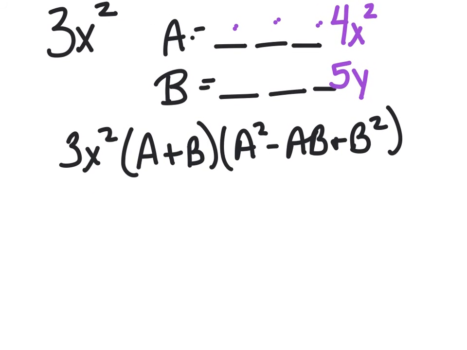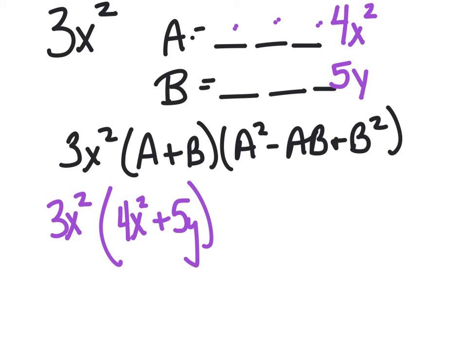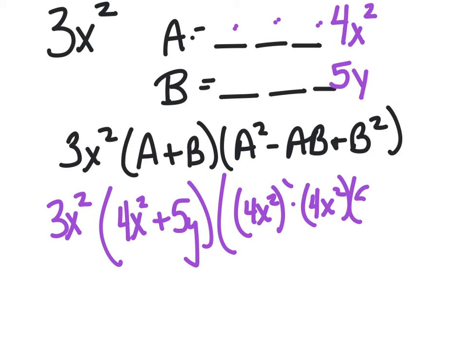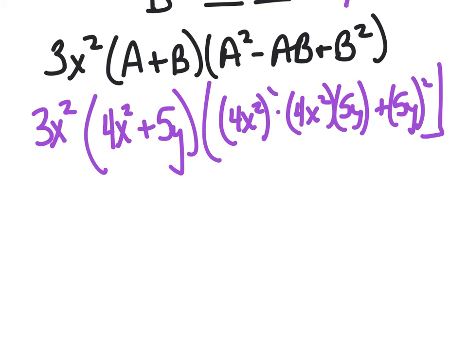Okay, and I'll just carefully plug them in. So 3x squared times 4x squared plus 5y times, parentheses, 4x squared squared minus 4x squared times 5y plus 5y squared, bracket that in.